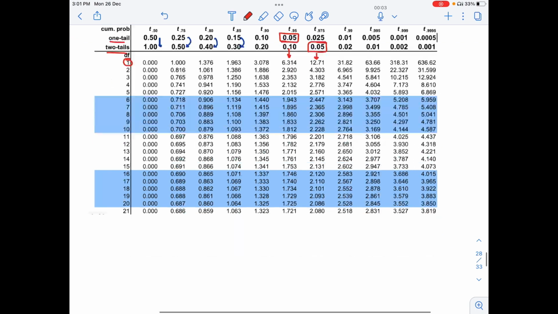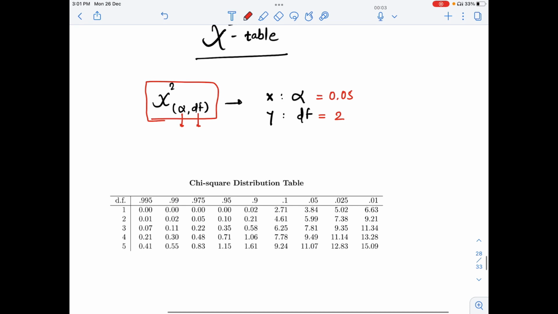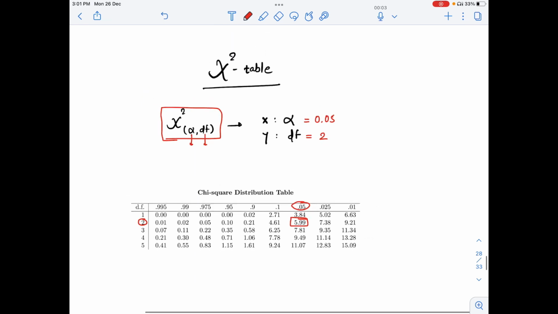So this we have seen already. For example, let's say 0.05 was given in the question and the degrees of freedom is 2. For this, on the y axis 2, on the x axis 0.05, it will be 5.99. Simple. Okay, thank you.